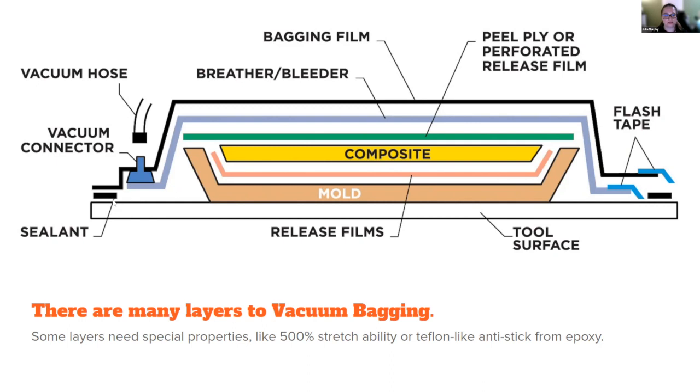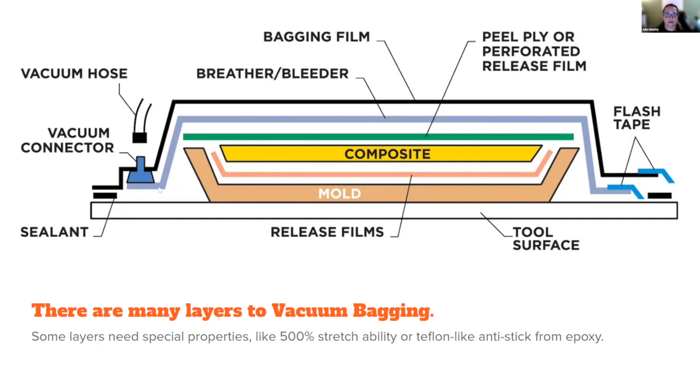So you'll see here where there's sealant and the flash tape, these are creating seals. That's between the bag itself and whatever you're building on, your tool surface or the bottom of the bag. You want to make sure that the vacuum connector that's going to be extracting the air is off to the side where it's not going to interfere with the piece itself, okay? And this is another very general thing that you'll see. Anytime there's either an air intake or release or anything, you want it away from the part as much as you can manage, all right?